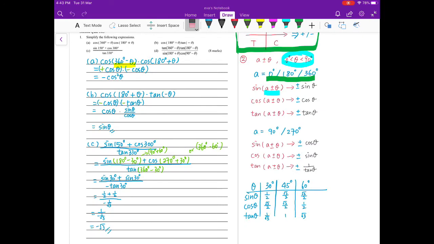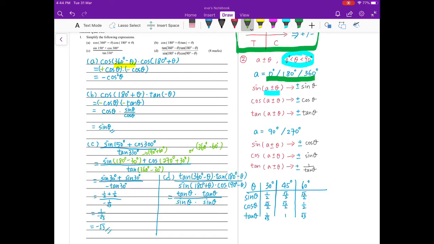Okay, last question. Okay, in question D, we have tangent 360 degree minus theta times tangent 180 degree minus theta over sine 180 degree plus theta times cosine 90 degree minus theta. So we have to convert all of them into the corresponding sine, cosine, and tangent. So tangent 360 degree, that becomes tangent theta, and this one also tangent theta because it's 180 degree, and then sine theta times sine theta.